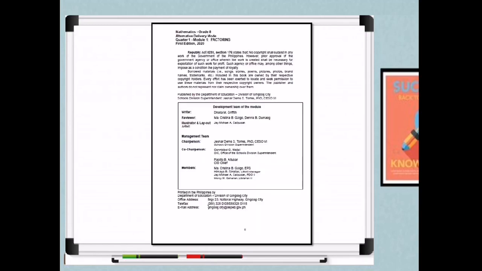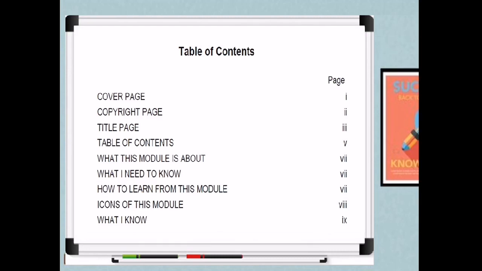And then, etong page na to ay yung copyright page wherein napakahalaga ding basahin to para ma-utilize or magamit ng maayos yung module because it is government property, hindi siya pwedeng ibenta at kailangan this is educational for educational purposes only and this is non-profiting. And then nakalagay din dito yung development and management team of this module. Nakalagay daan yung mga writers, illustrators, etc.